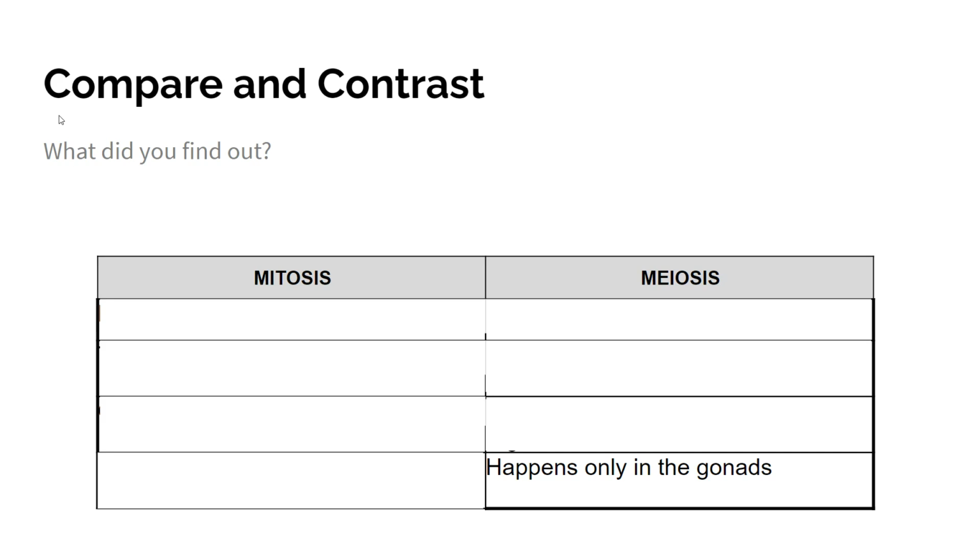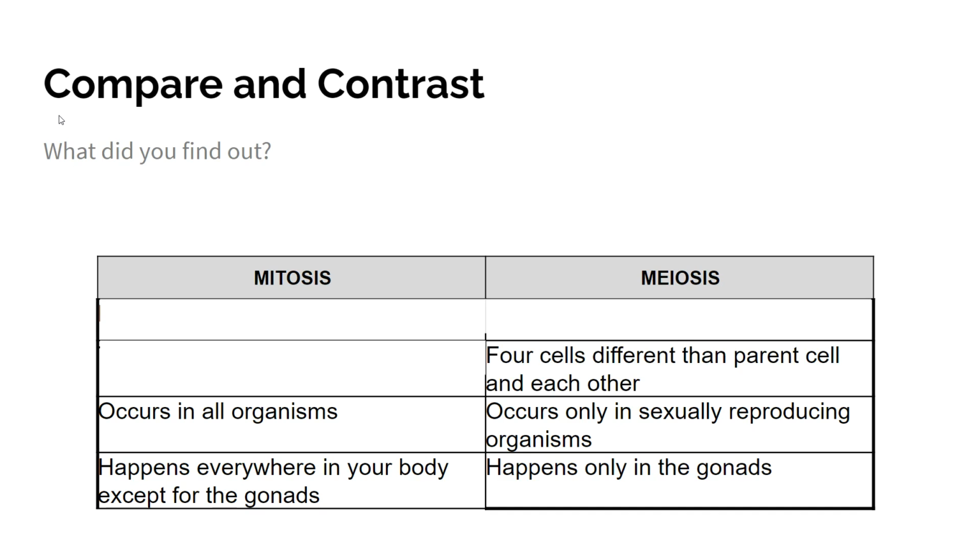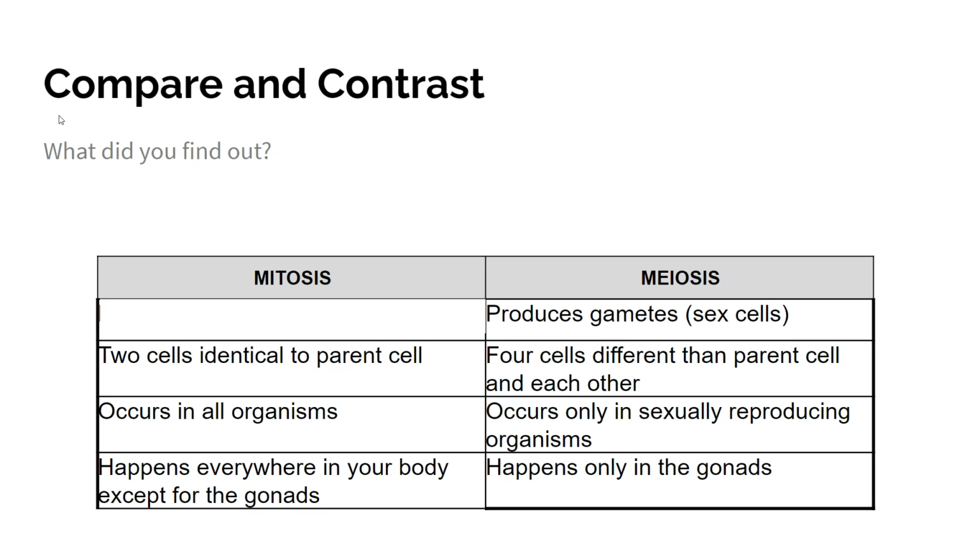It only happens in the gonads for meiosis and happens everywhere in your body except for the gonads for mitosis. Occurs in sexually reproducing organisms, occurs in all organisms. 4 cells different than the parent cell and each other, 2 identical cells. Produces gametes, produces body cells.